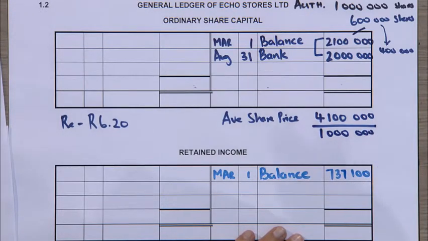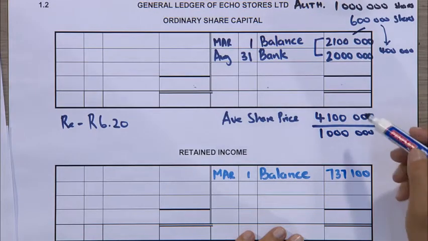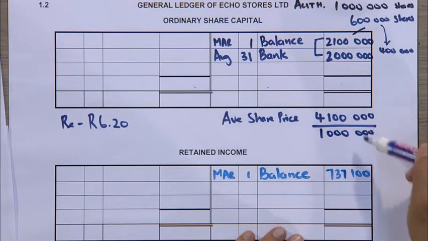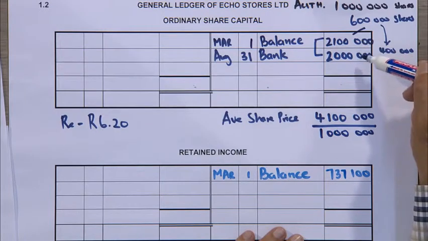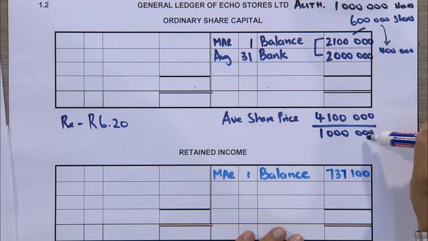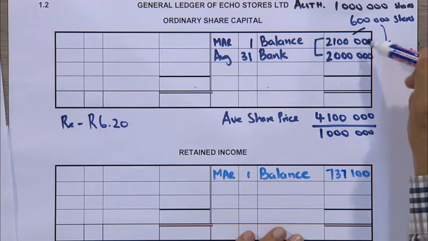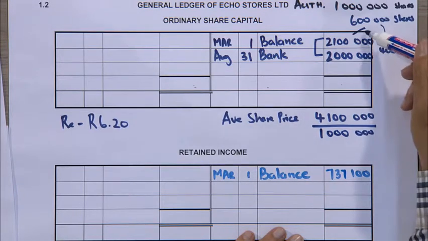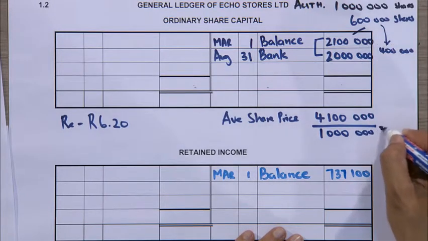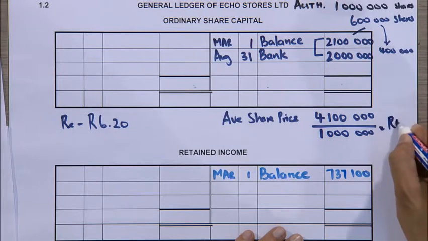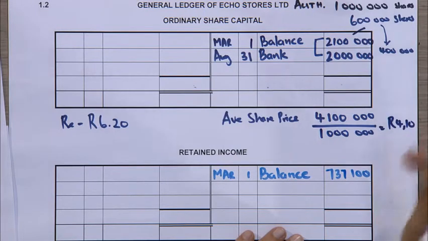Okay, so it's again the capital divided by the number of shares issued. So it's those two figures over there, which is 4,100,000, divided by the number of shares that make up those two amounts, which was 600,000 at the beginning, plus the extra 400,000. And as you can see, the average comes to 4.10.